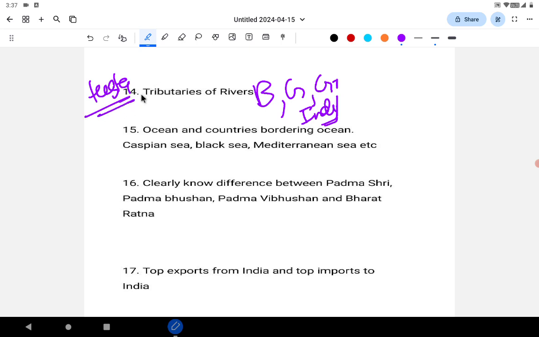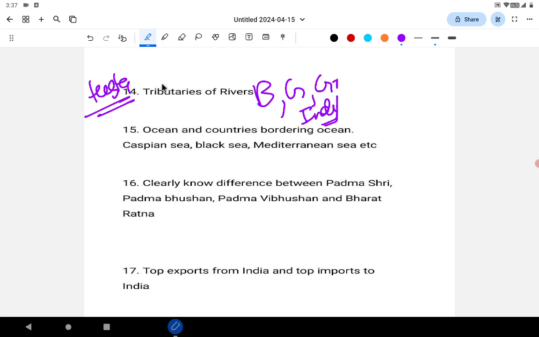See, one is important rivers and their tributaries. The second one is to take the northeastern states and see which river flows through which state. Assam, what are the rivers flowing through Assam? What are the rivers flowing through Arunachal Pradesh, through Manipur? Manipur is very important this year. Please study about those things.